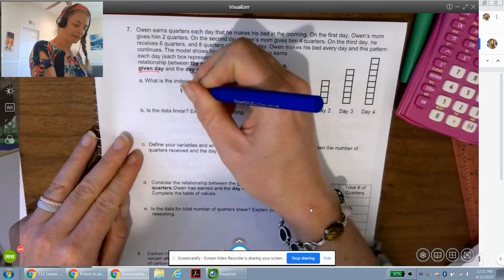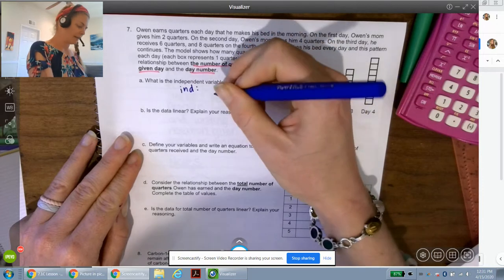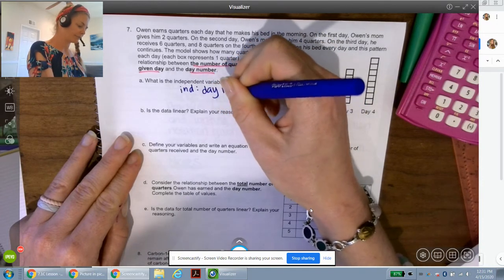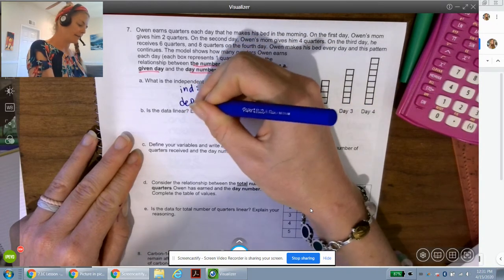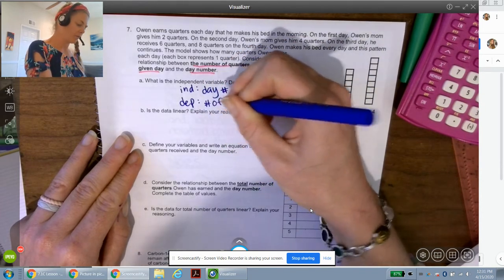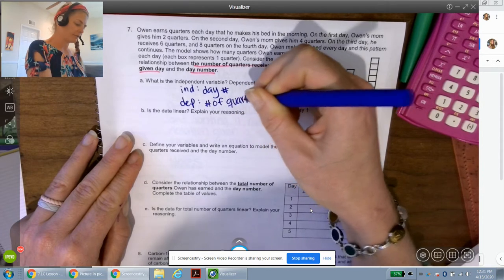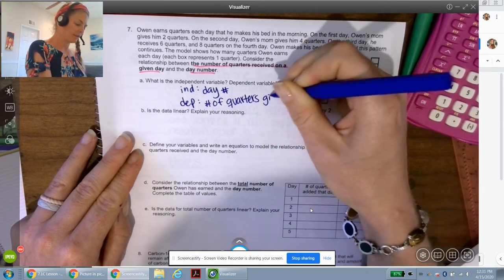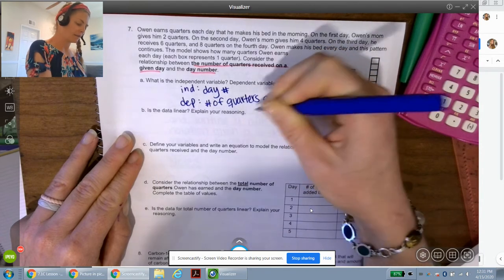So independent is the day number, and dependent is the number of quarters given on that day.